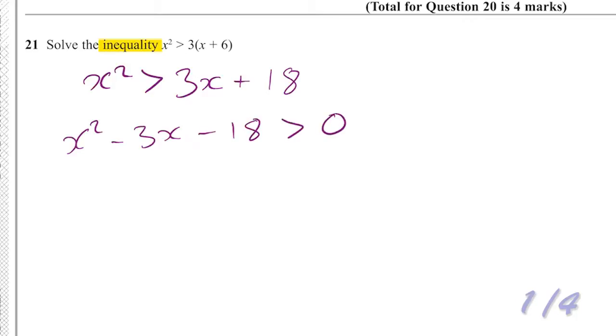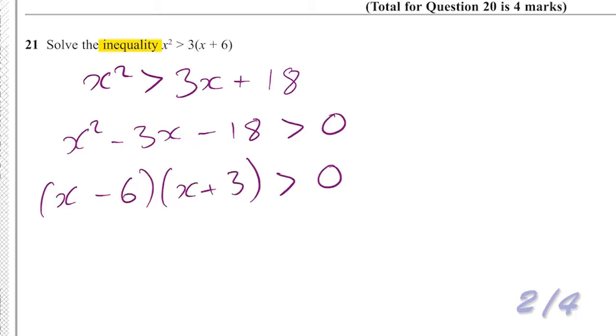Now, to solve equations like this, particularly in a non-calculator paper, we're probably going to be able to just factorise, and yeah, we can. Two numbers that multiply to make minus 18, and add to make minus 3. 18 has factors 6 and 3, so if I make one a positive, one a negative, we get x minus 6 and x plus 3 greater than 0.